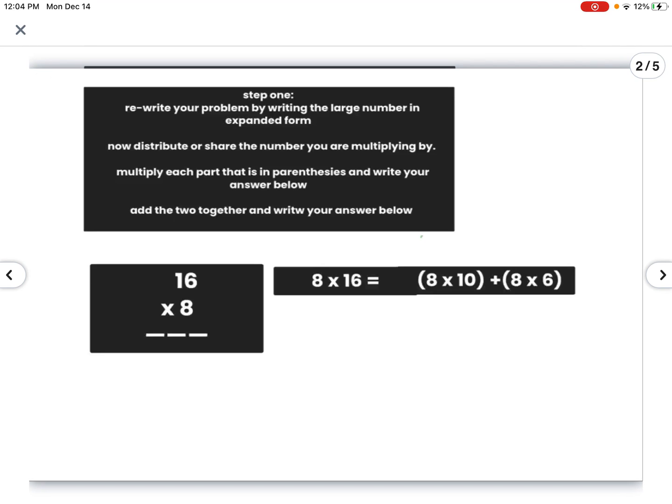Alright, let's take a look at this step by step. So first we have our problem, which is 16 times 8. The first thing we want to do is to rewrite our problem, writing the larger number in expanded form. So here our larger number is 16. So we are taking our 16 and writing it as 10 and 6. Okay? Then the second step says now distribute or share the number you're multiplying by. So now I need to share the 8. So the 8 goes here and the 8 goes here. So 8 times 10 plus 8 times 6.